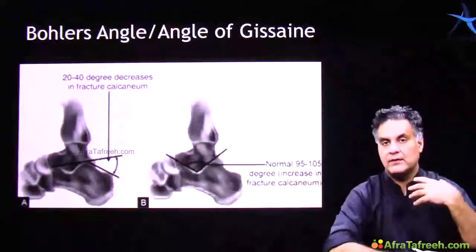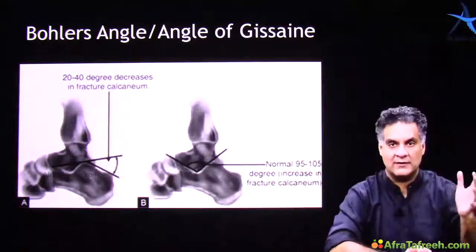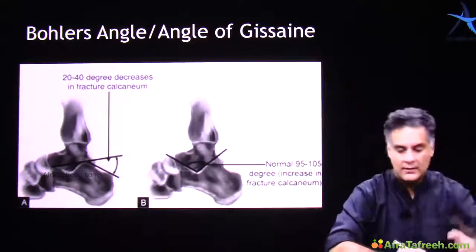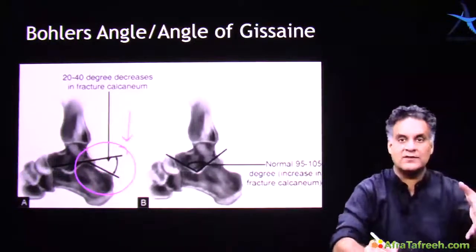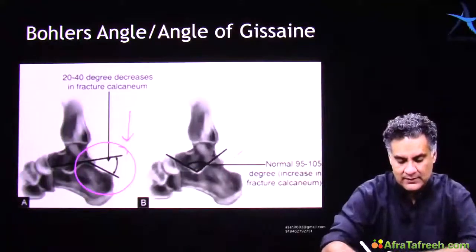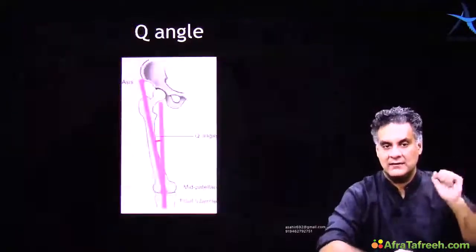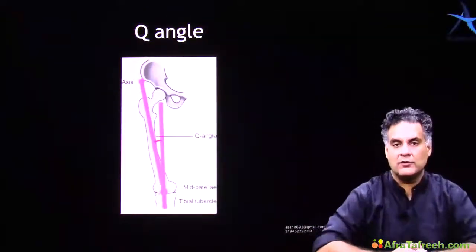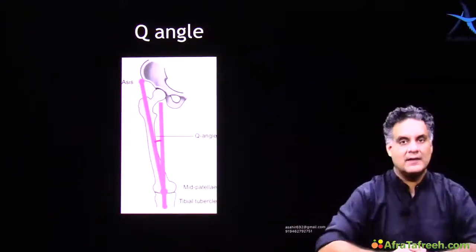And when we look at the angles in orthopedics, I told you Cobb's angle for scoliosis, lateral curvature of spine. Then you have Böhler's angle and angle of Gissane around the calcaneum. Böhler's angle decreases with fractures of calcaneum. Böhler's lowers. Angle of Gissane increases in the fractures of calcaneum. Gissane gains. Q angle is measured around the knee joint. It's an angle of the pull of quadriceps, and it's more in females, and as it increases, the chances of patellar subluxation or dislocation increase.